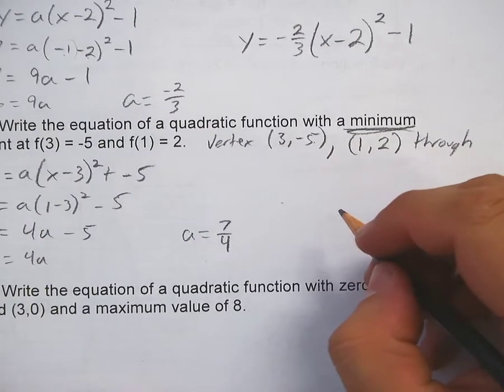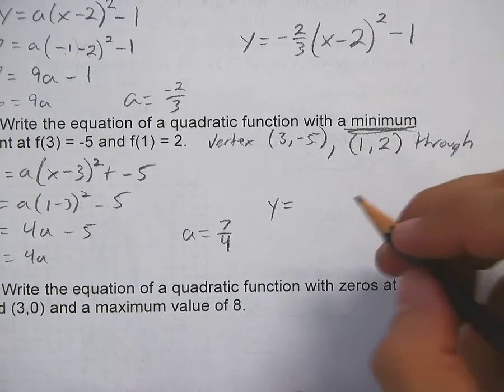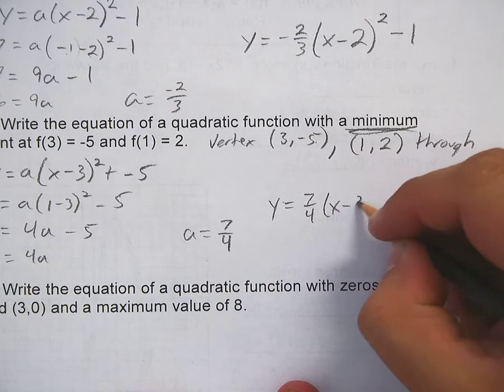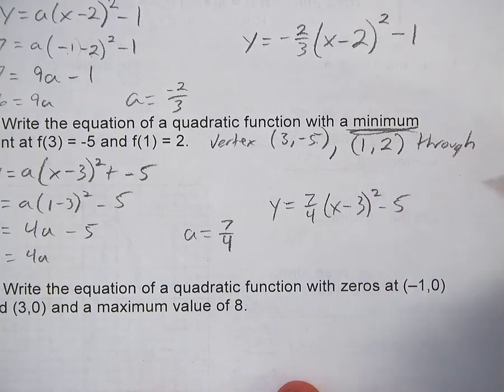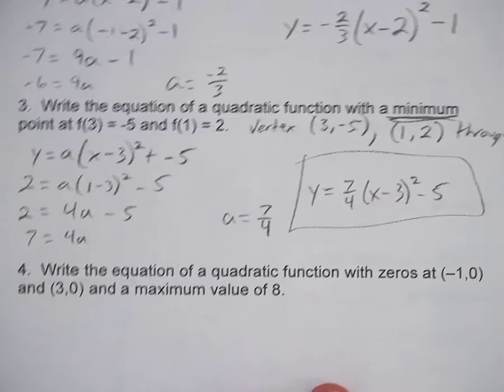So your equation is going to be y is equal to 7 over 4 x minus 3 squared minus 5. So it's just a process of find a and solve for it.